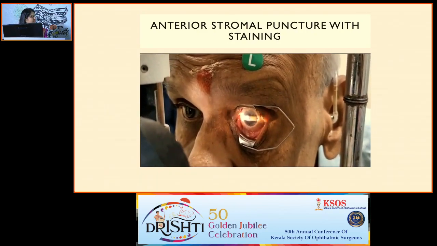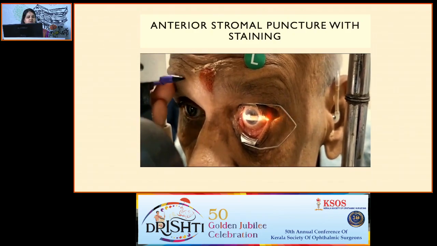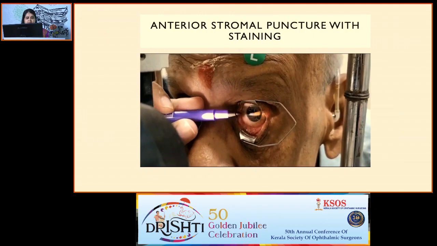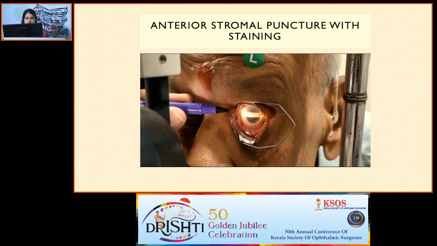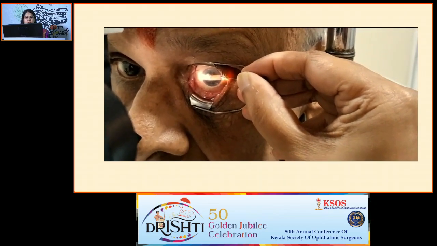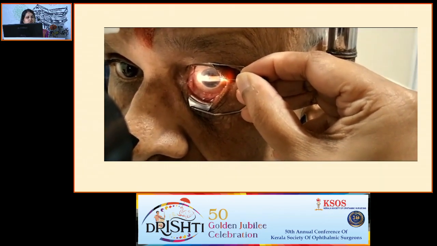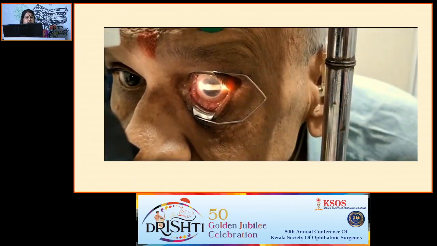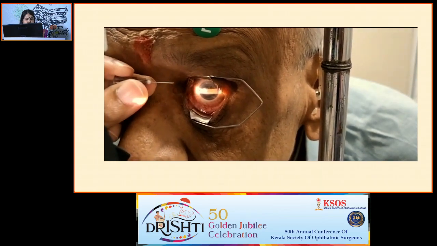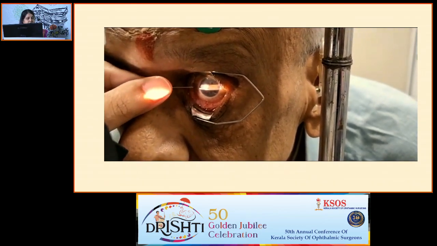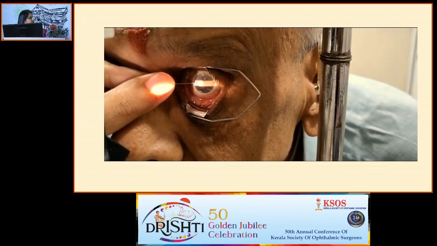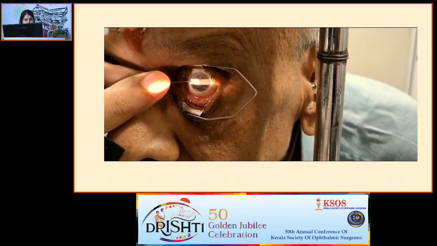Here a speculum is used, and after marking at 0 and 180 degree with the gentian violet pen, a 26 gauge needle is used to mark at the 0 and 180 degree. The 26 gauge needle is used to again mark at 0 and 180 degree.